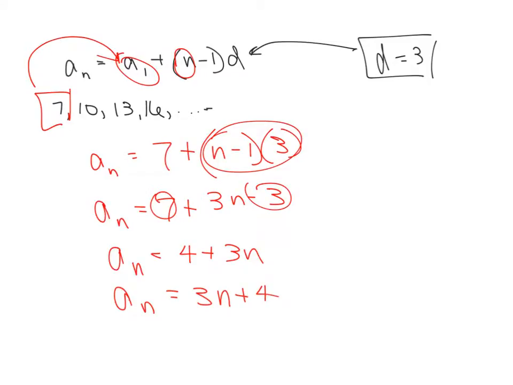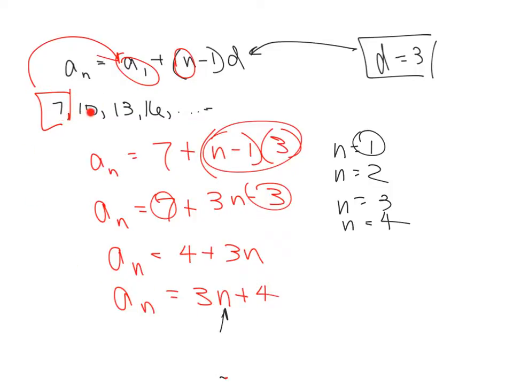Meaning that if I start out with n equals 1, n equals 2, n equals 3, remember the first, second, third, fourth number. And let's say I put 1 in for n. I put 1 in there, I get 3 plus 4 is 7. And that's what I got up here. I put 2 in. 2 times 3 is 6 plus 4 is 10. 3 times 3 is 9 plus 4 is 13. Okay, so this gives me the formula to get this.